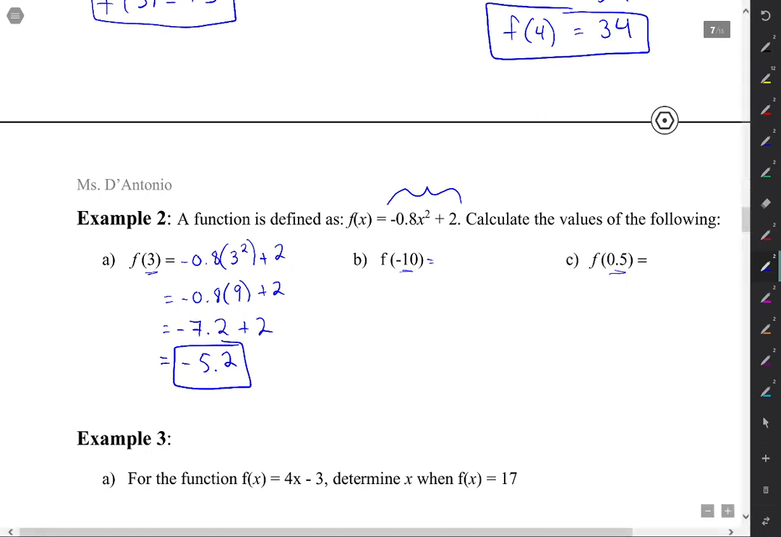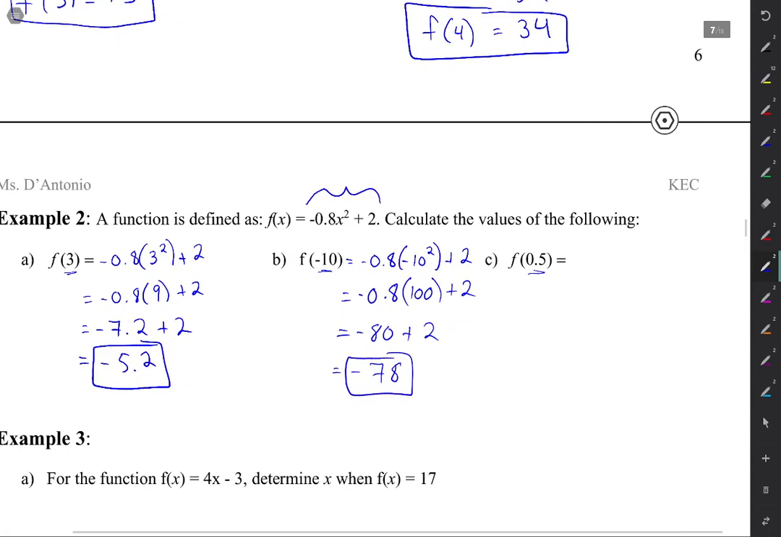So we're going to do the same thing. Negative 0.8 times negative 10 squared plus 2. So now we're going to do that negative 10 squared first. Now remember, negative 10 squared would be the same as negative 10 times negative 10, which is equal to positive 100. Then that plus 2 at the end. Now we have negative 0.8 times 100, that's negative 80, plus 2. So our final answer is going to be negative 78.